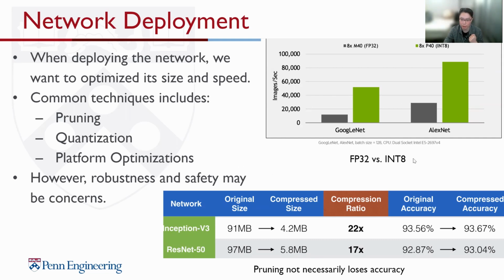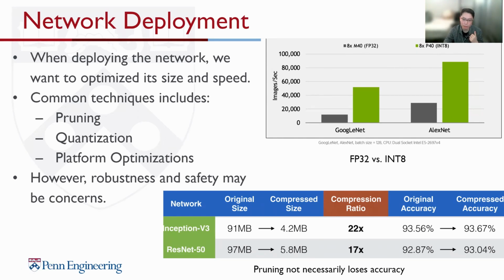Here's an example of quantization. This is comparing the speed if we run the network in FP32, that's single precision, or if we run the neural network in integer. Of course, running in integers is much faster. The only question is how can we achieve the same performance when we run it in integer?